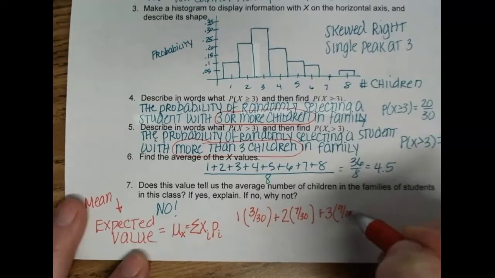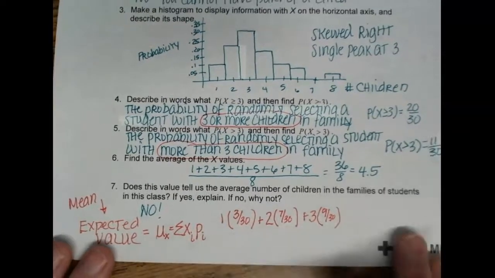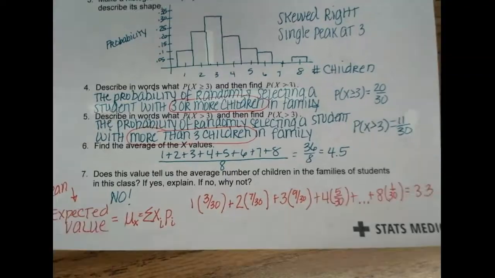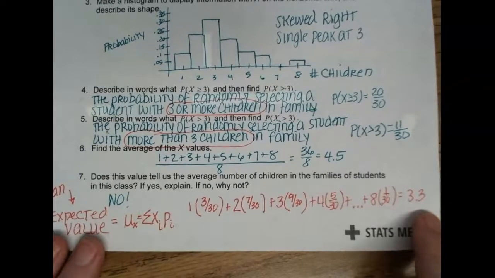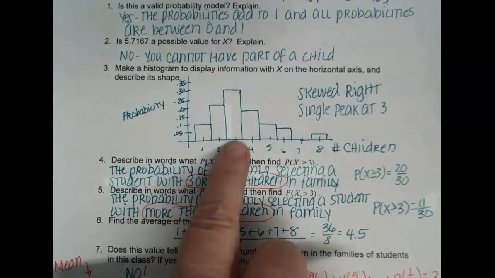So what I'd like you to do is finish this out, write all the rest of them, calculate it, and let's look at the actual mean of this distribution. All right, so I set this up and I got an average of 3.3. So on average, there are about 3 children. And if we look at our histogram, that's what we're really feeling here too.